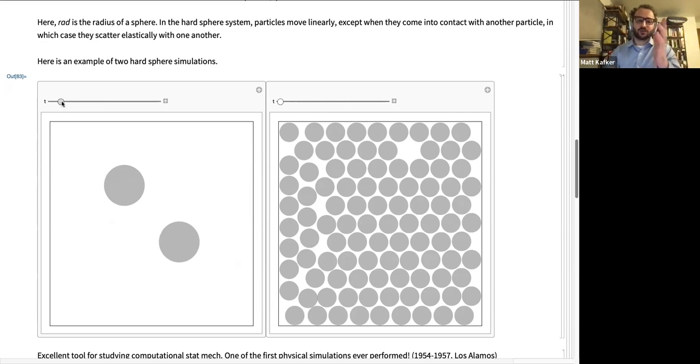So this is like a billiard ball simulation. There's a lot of different names for this. Hard spheres is a particularly parsimonious name that appears to show up a lot in the literature. So that's how I'm going to talk about it.